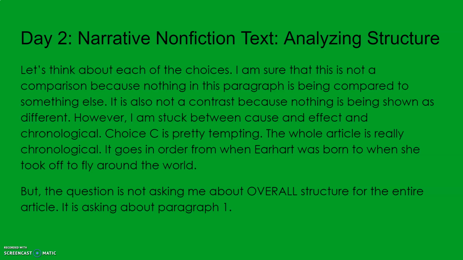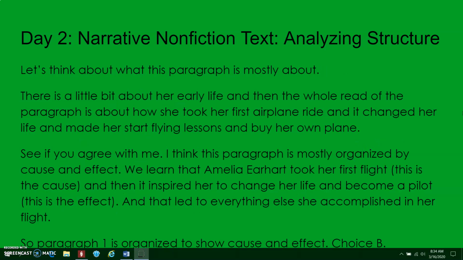The whole article is really chronological. It goes in order from when Earhart was born to when she took off to fly around the world. But, looking back at the question, it's not asking about the overall structure for the entire article. It's only asking me about paragraph 1.